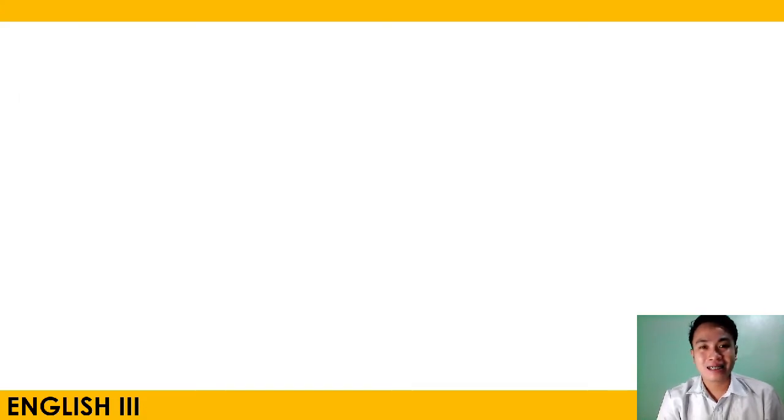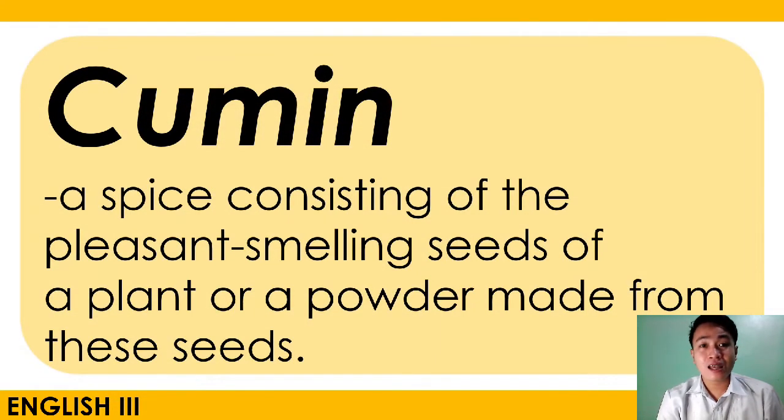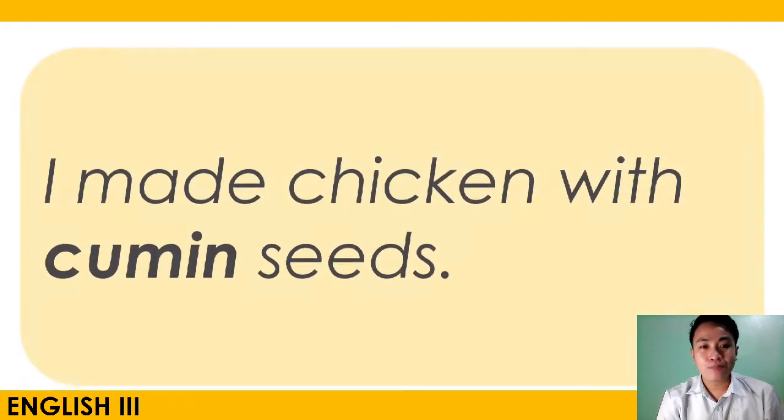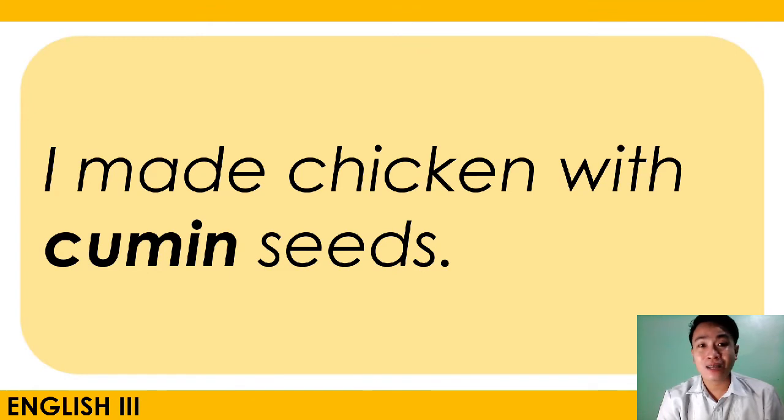Task. Third word is cumin. When we say cumin, it is a spice consisting of the pleasant smelling seeds of a plant or a powder made from these seeds. Cumin. Example, I made chicken with cumin seeds.